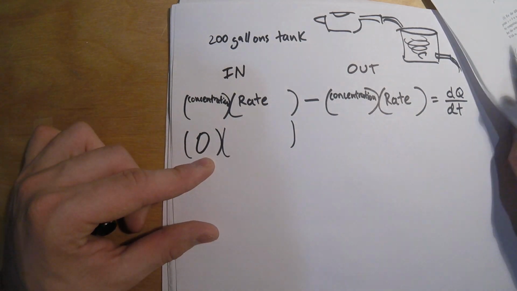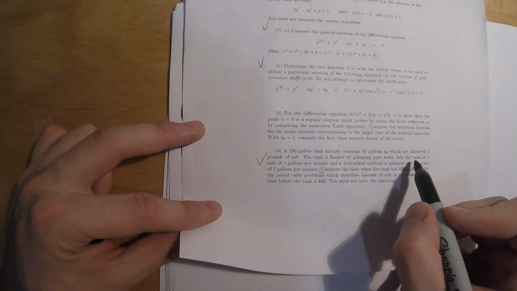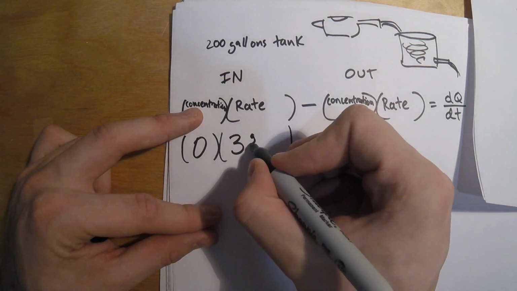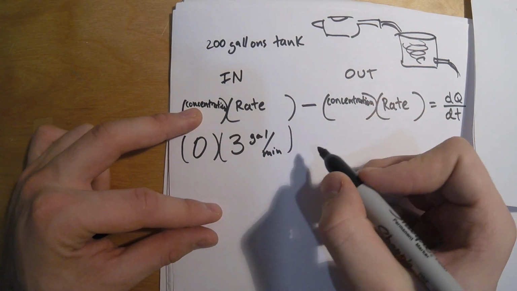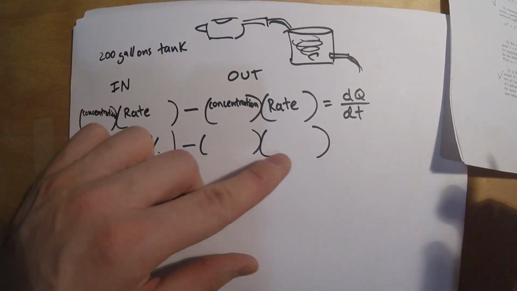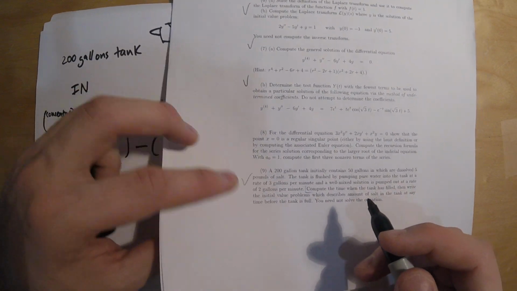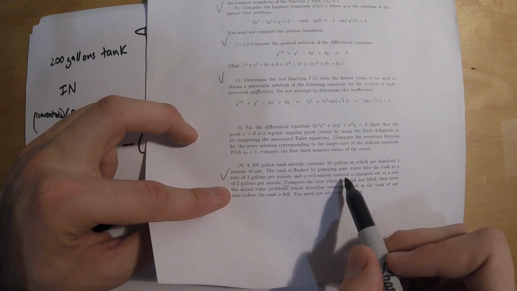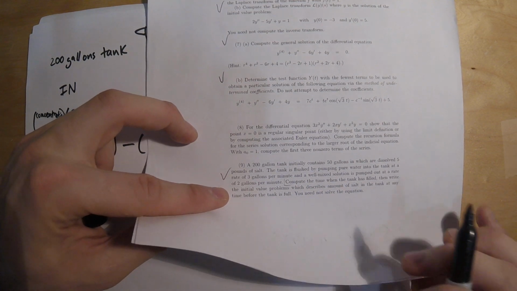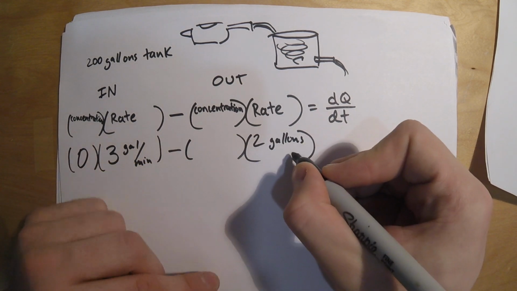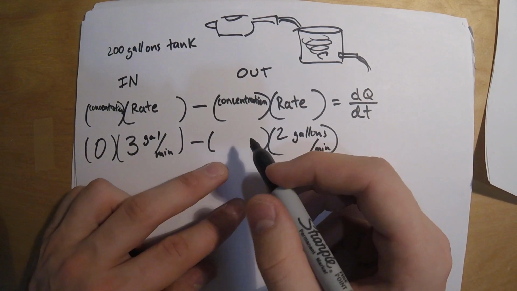But what was the rate that it's going into the tank? It's flushed by pumping pure water into the tank at a rate of 3 gallons per minute. So I'm going to write 3 gallons per minute, and then minus. Now let's check the rate that's coming out. It says a well-mixed solution is pumped out at a rate of 2 gallons per minute. So 2 gallons per minute. And what is the concentration?